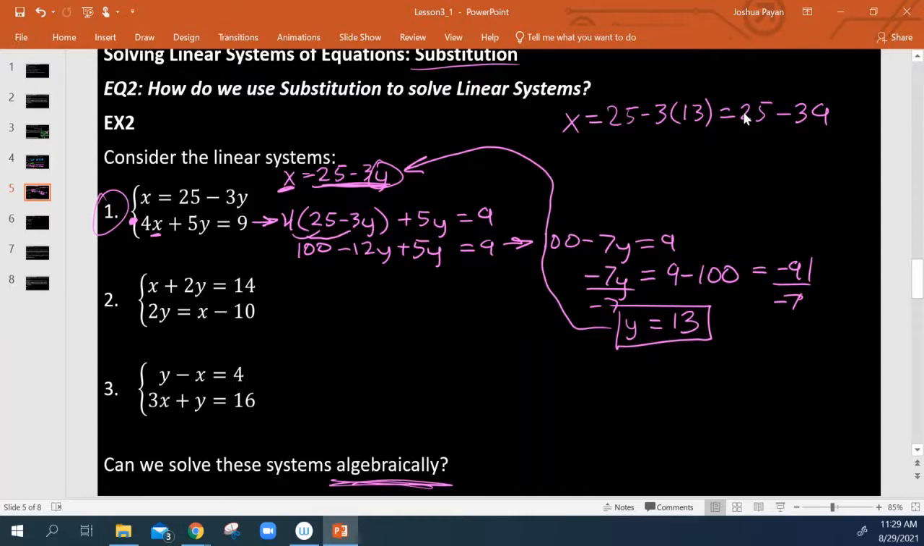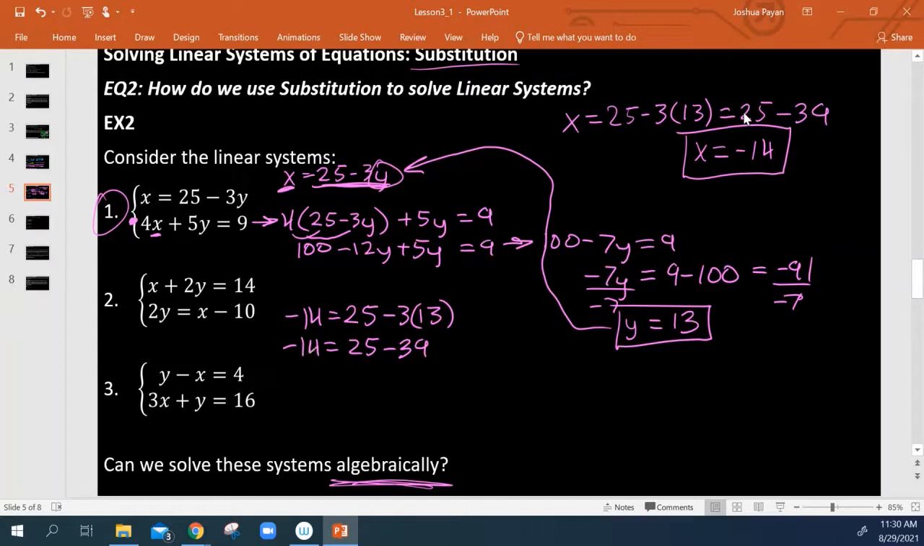And x is going to be equal to, if I'm doing the math in my head correctly, negative 14. Okay, so that's simple, right? And of course we can check our work just like we did before. So x is negative 14. If I plug that in for x, and 25 minus 3 times y, I'm going to end up with 25 minus 39, which of course is in fact negative 14.